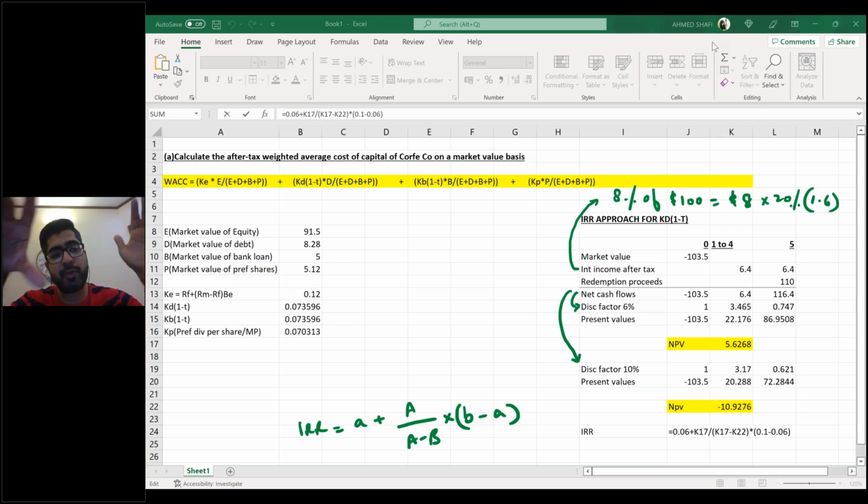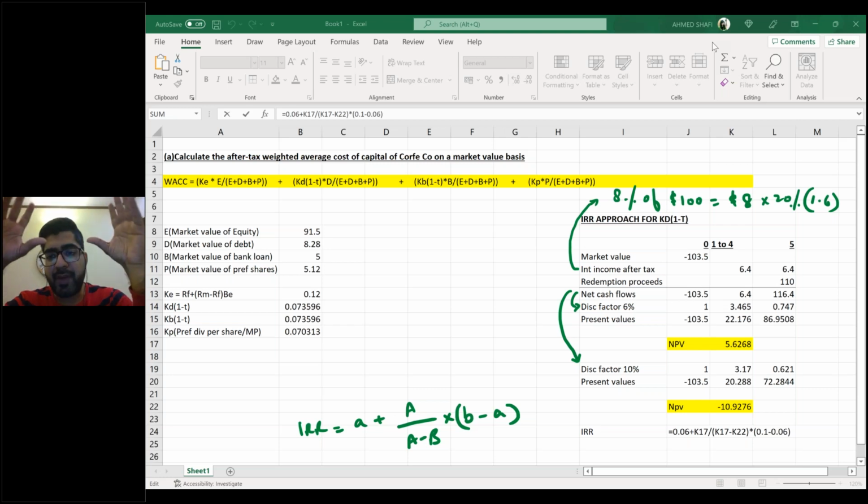Step two, once you make the equation, you need the variables. E, market value of equity, is number of ordinary shares into current share price. D, market value of debt, 8 million trading at 103.5. B, market value of bank loan, same, preference share same. KE was RF plus RM minus RF, beta equity. KP was preference dividend per share over market price. KB was not given, I will assume it as KD.